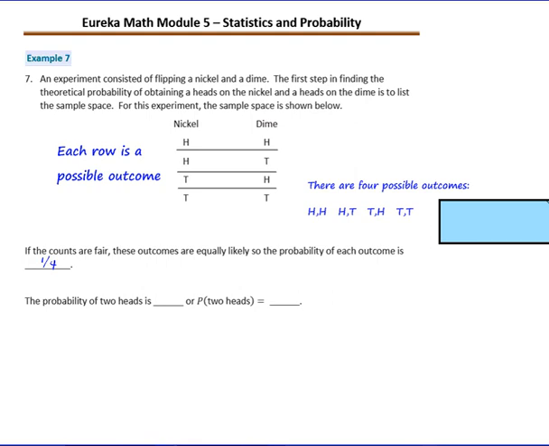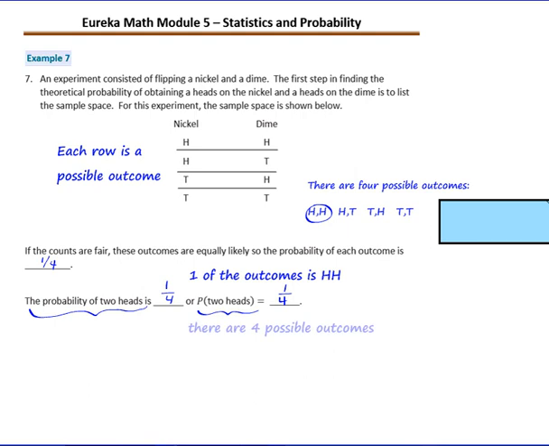The probability of 2 heads. So the probability of getting heads, heads is 1 out of 4. The probability of 2 heads is 1/4. So this is just saying it in words, and this is saying it in the symbolism for probability. So that 1 represents one of the outcomes is heads, heads, and the 4 represents that there are 4 possible outcomes.